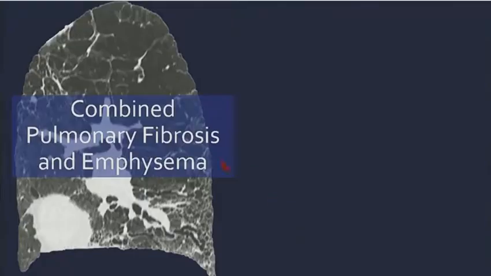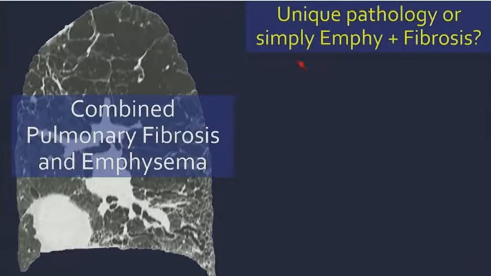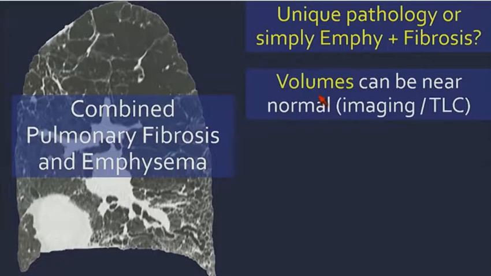And what is that? Well, it's a disorder that may have a unique pathology, or it may simply be the occurrence together of emphysema and fibrosis. The jury is still out on that. But importantly, notice the lung volumes here are relatively normal. They can be normal at radiographs, normal at CT, and normal via PFTs.